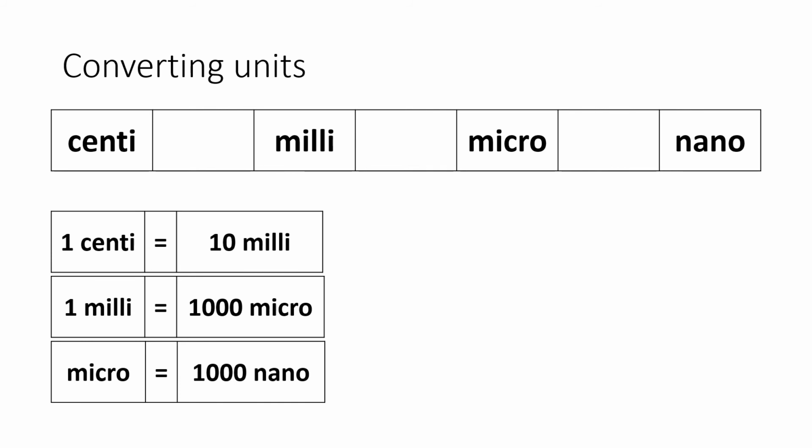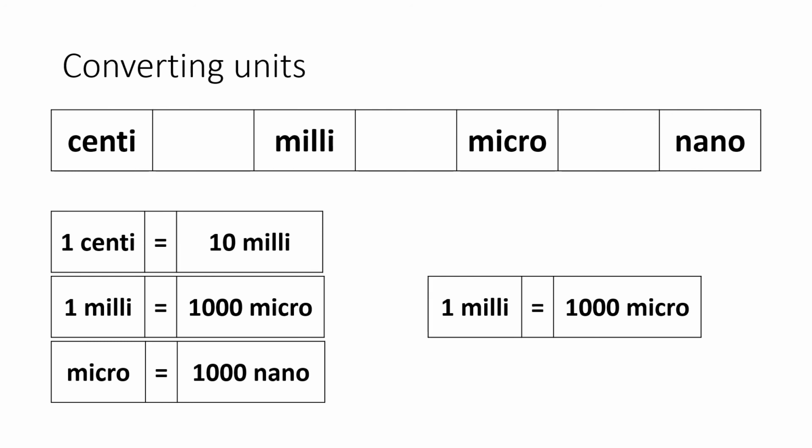When we have centimetres, 1 centimetre is worth 10 millimetres. 1 millimetre is worth 1,000 micrometres. And 1 micrometre is worth 1,000 nanometres. And you're going to be expected in the exam to be able to move from one of those prefixes into another. In order to do that, my suggestion is this.